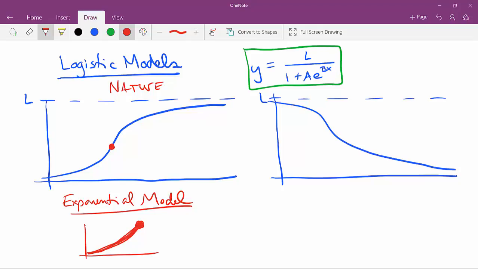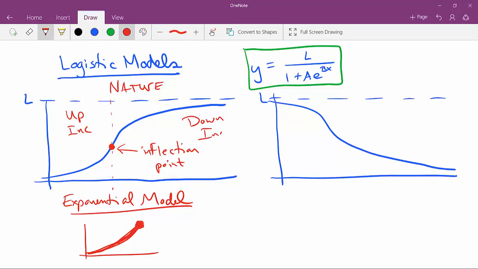Again, this is the point at which the rate of increase changes. Notice that this curve is increasing the entire time, but as of this inflection point, that rate of increase changes. The inflection point is also the point at which we go from concave up and increasing to concave down and increasing.